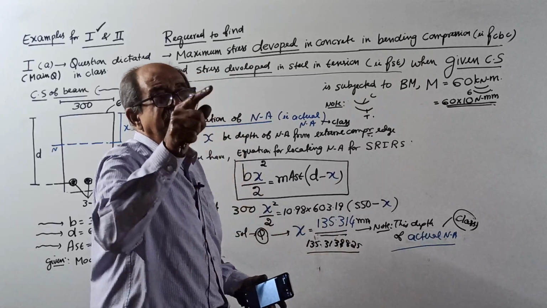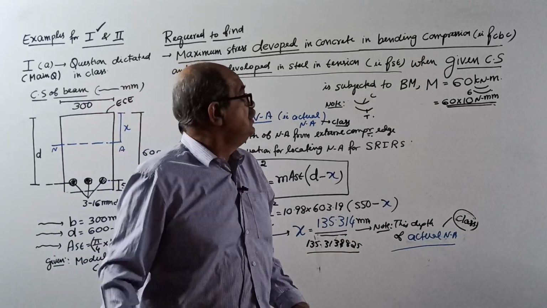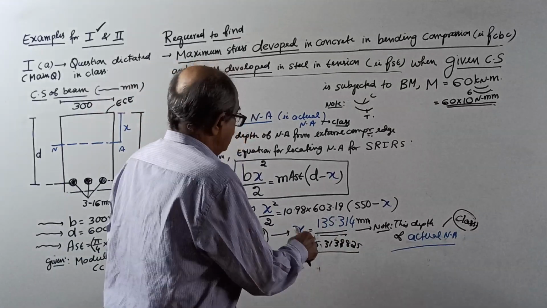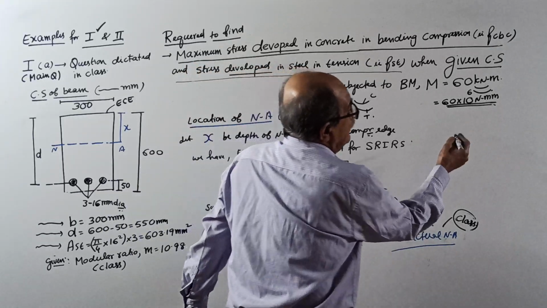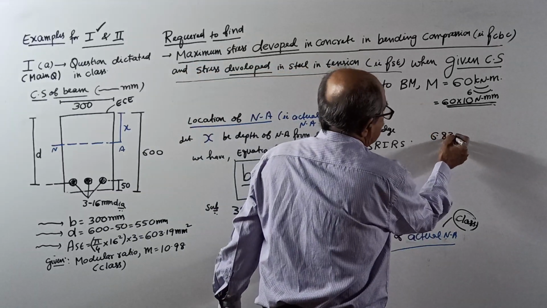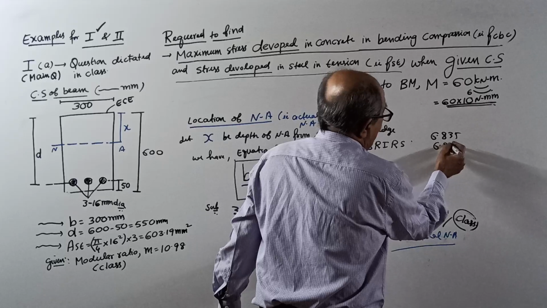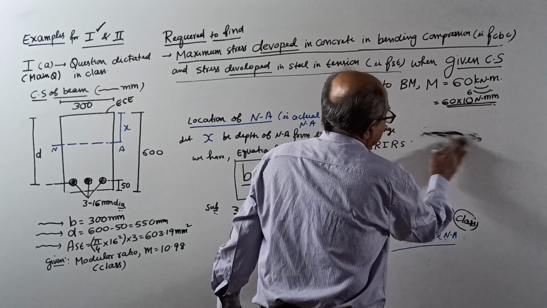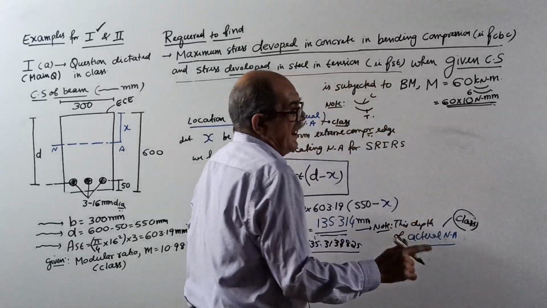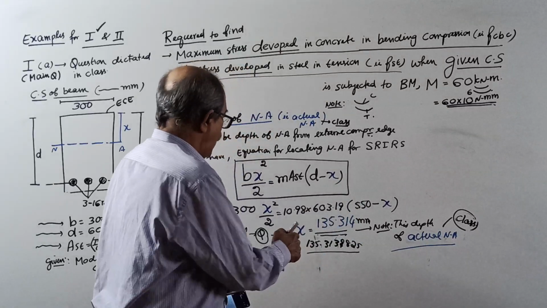So the third decimal, you should not bargain. I will write somewhere 6.835. You should not tell me, sir, it is coming 6.836. I will tell, don't come to my class. I already told it. If you want that way, write the full number. So, you got the X value.